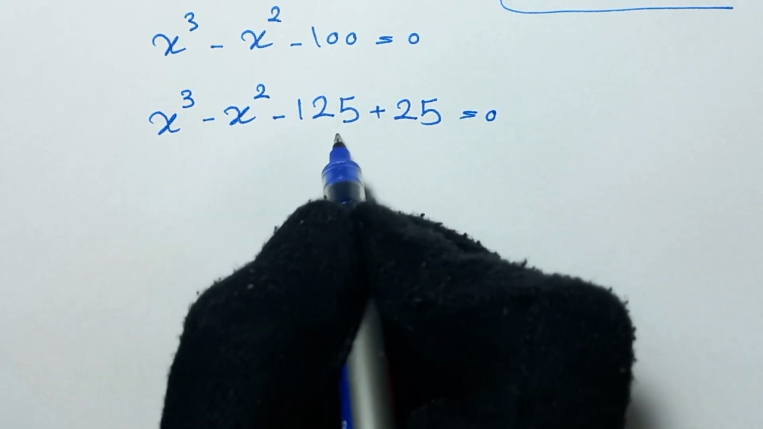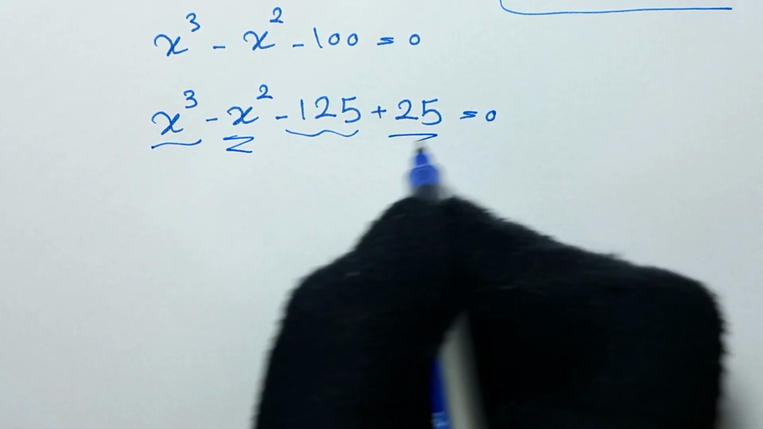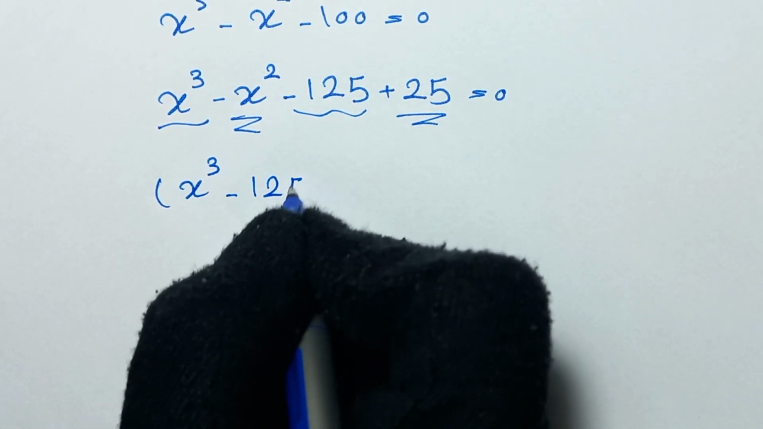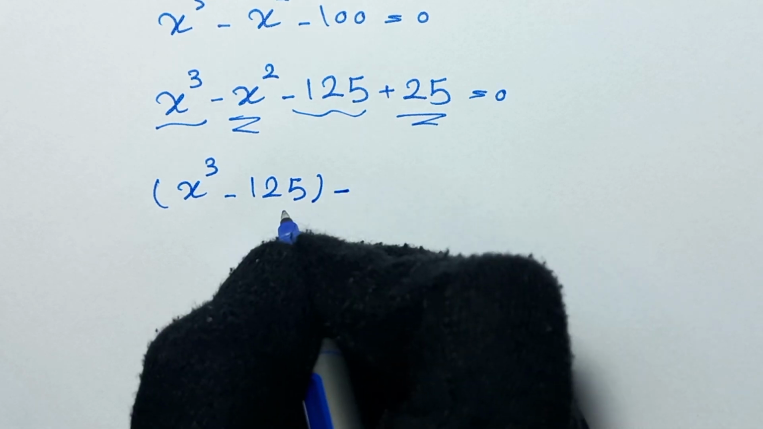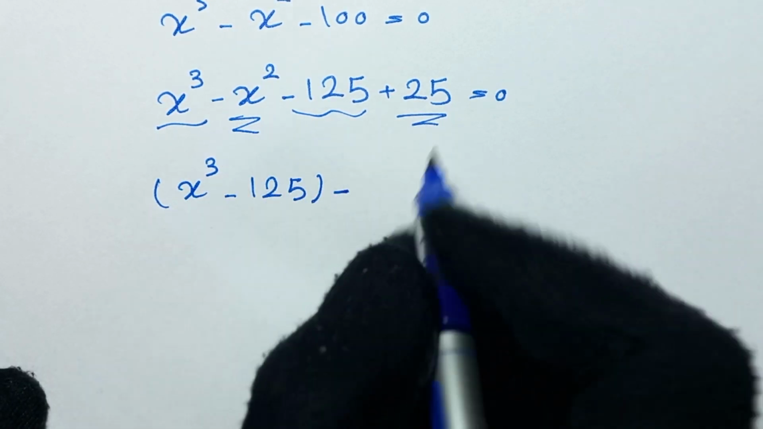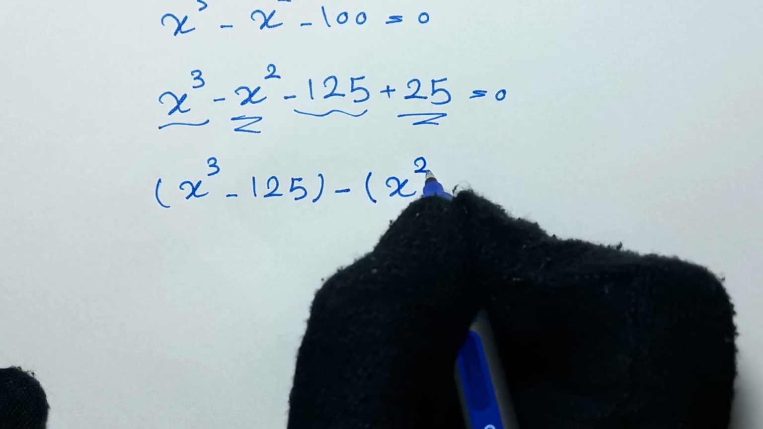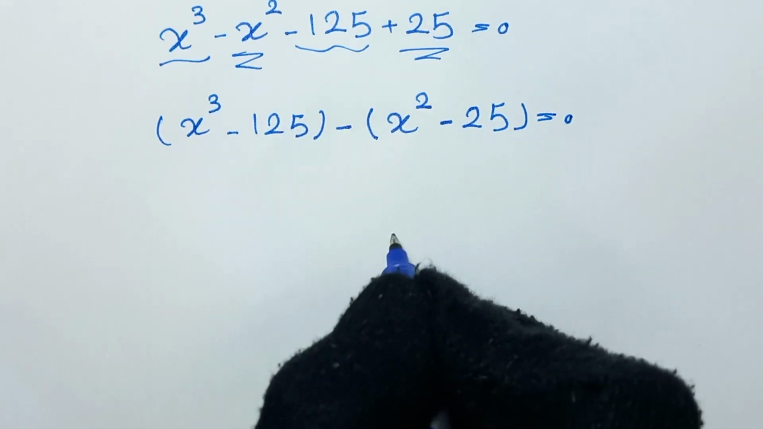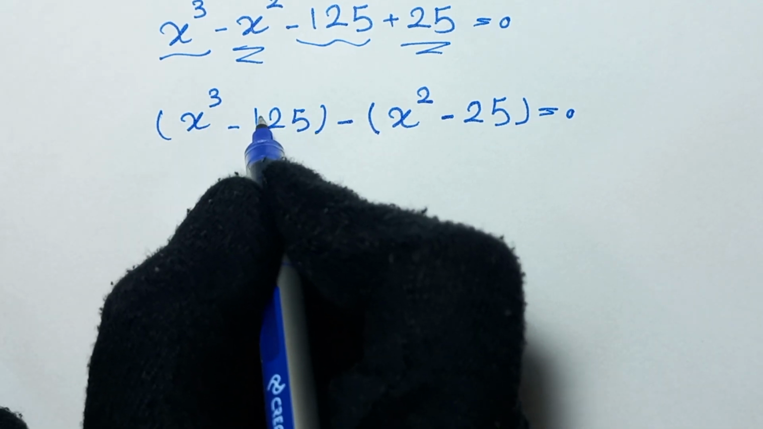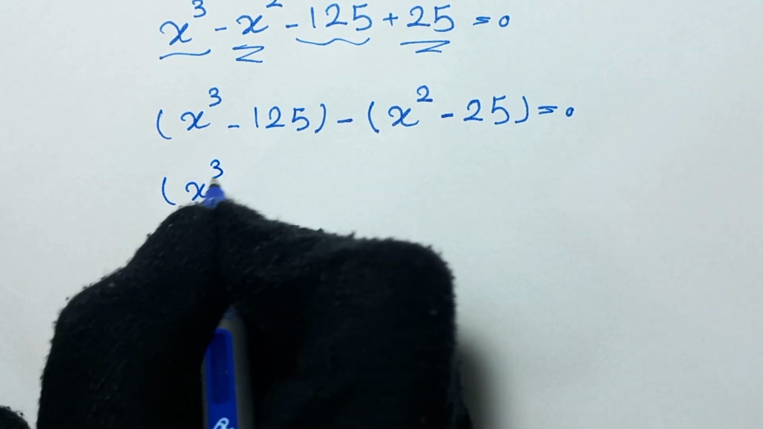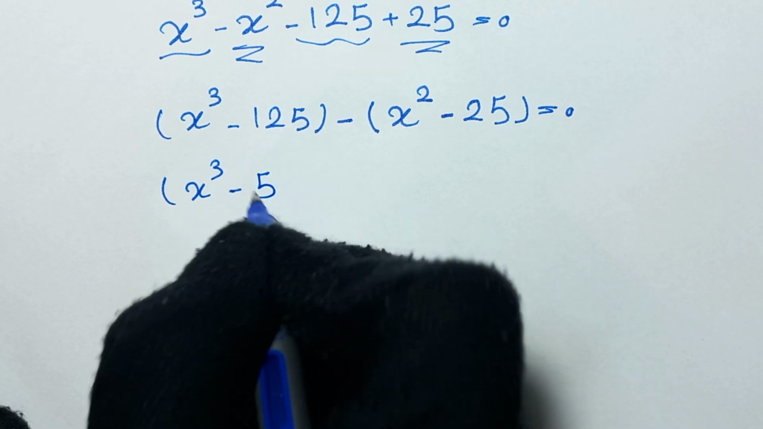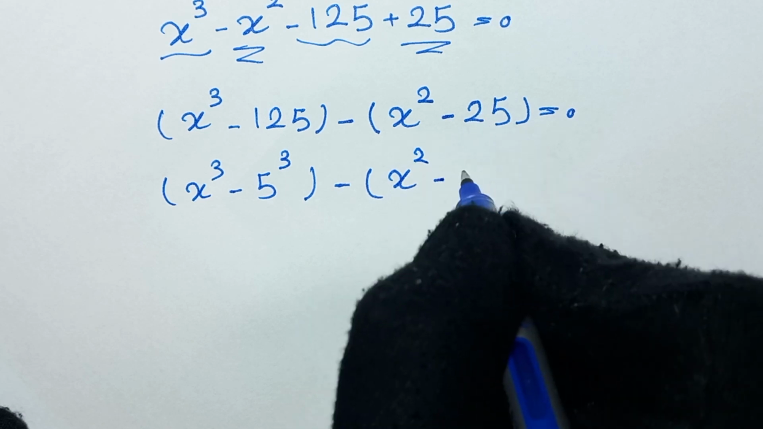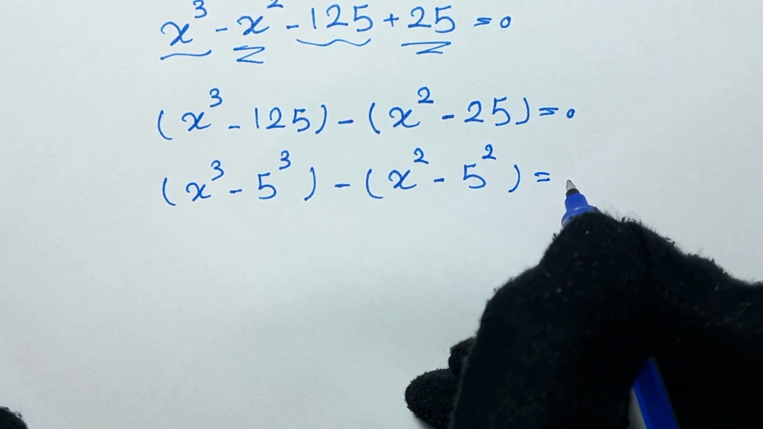In the next step, we take these two parts together and these two parts together. So it will be x cubed minus 125, and minus, from these two parts, we factor negative 1, so it will be x squared minus 25 is equal to 0. Here we can write 125 as 5 to the power of 3, and 25 as 5 to the power of 2.